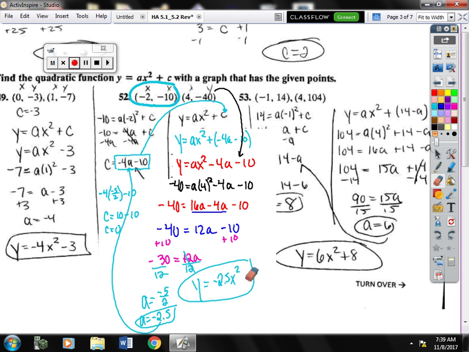Do you want to try the next one and see if you can do it? It's kind of like the same thing. You're going to solve for c. You'll get an expression, then you'll substitute the expression. You could also solve for a, but c is the easier one. So see if you can try that.